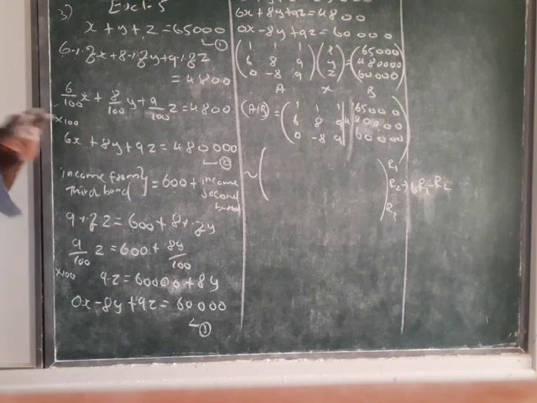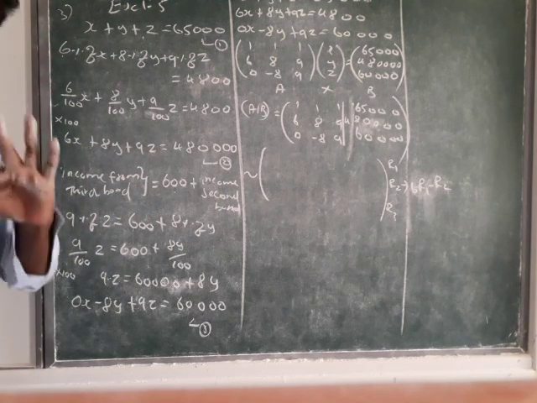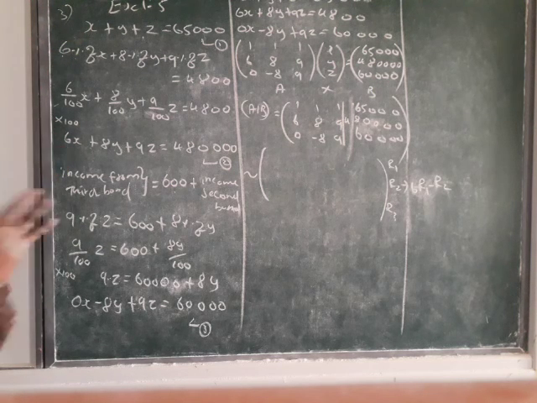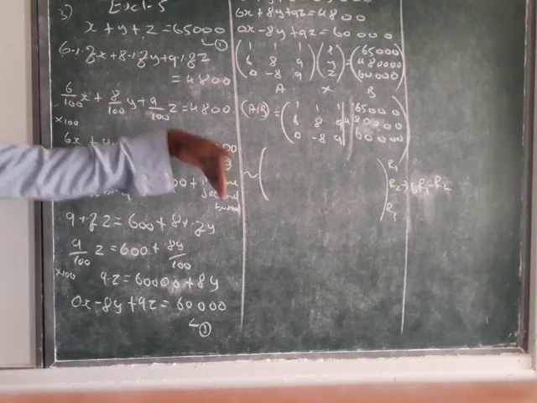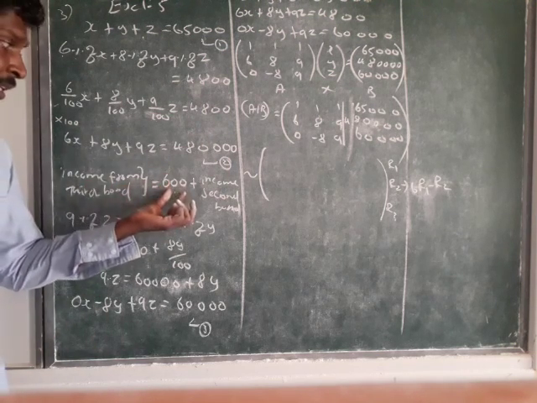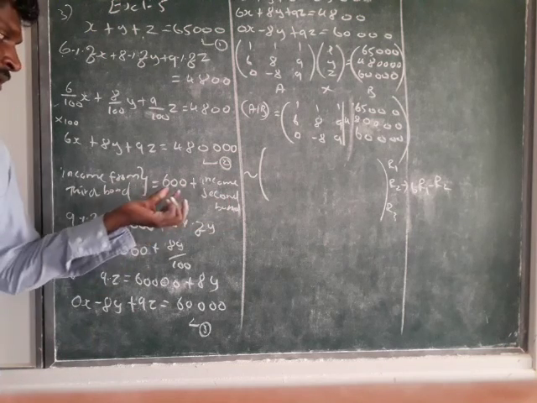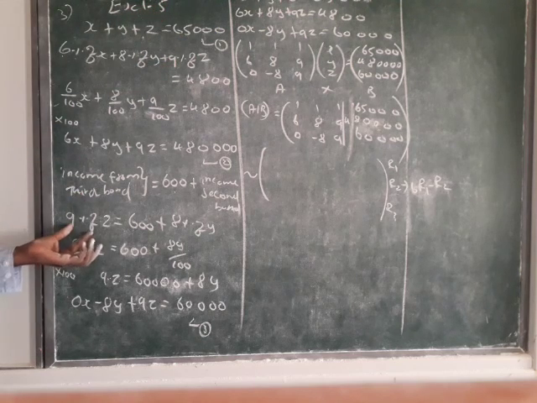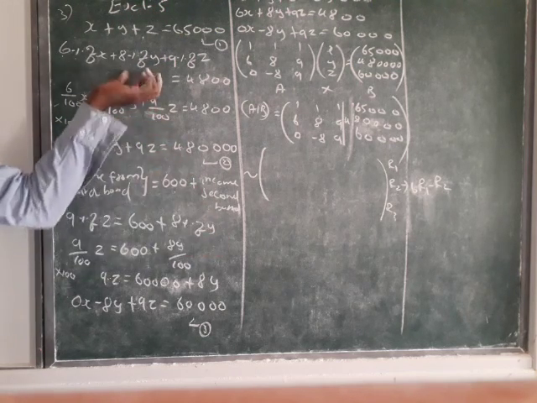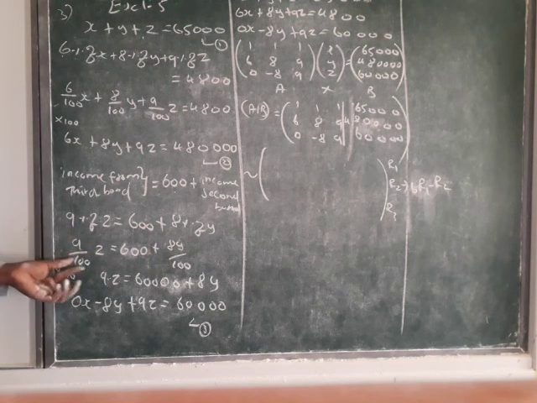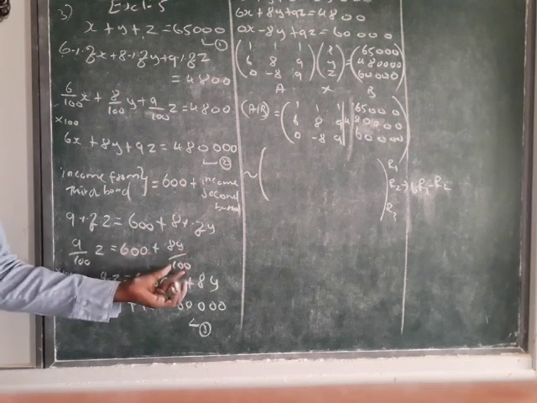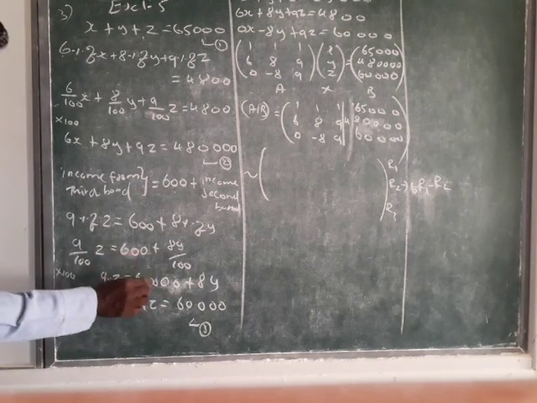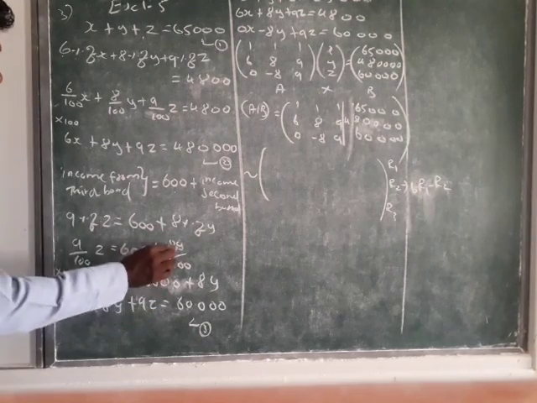So with the help of this information, we are able to frame three equations. One is the total amount, the second is the profit, the third is the comparison. The third income compared with the second income: the third income is 600 more than the second income. So 600 plus the second bond income. What is the income of the third? 9% of Z, write it here. Second one is 8% of Y. Now convert again: 9 by 100 Z equals 600 plus 8Y by 100. Now multiply the entire equation by 100: it becomes 9Z, and 600 becomes 60,000 plus 8Y.